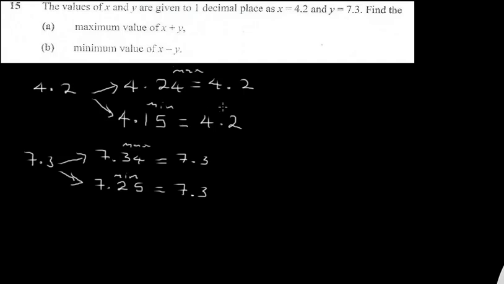And the first question is asking us to find the maximum value of x plus y. So maximum x plus y. So this is our x, and this is our y. So for us to get the maximum value of x plus y, we would need to get the maximum value of x and the maximum value of y. So we would have x plus y max.